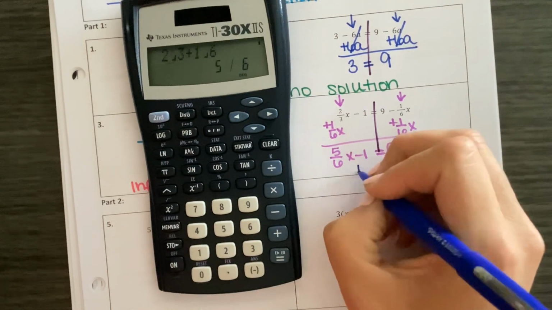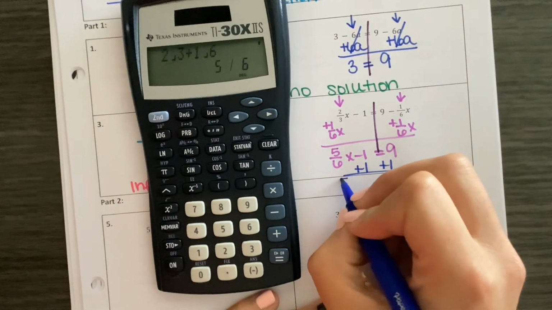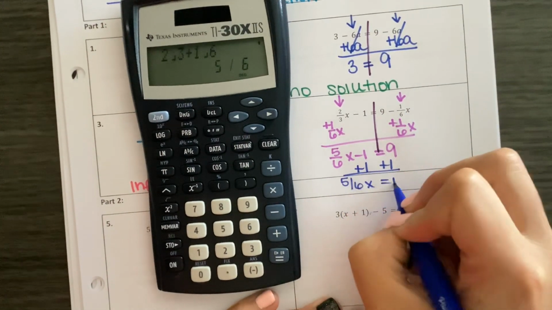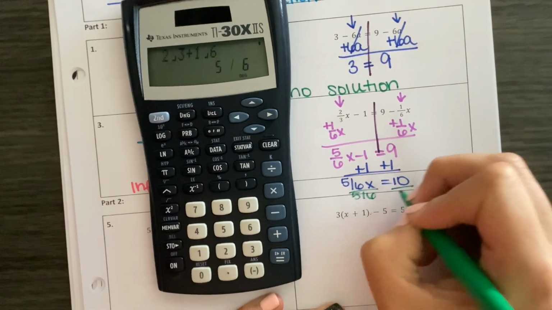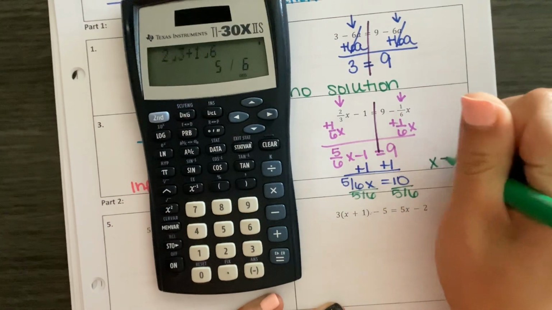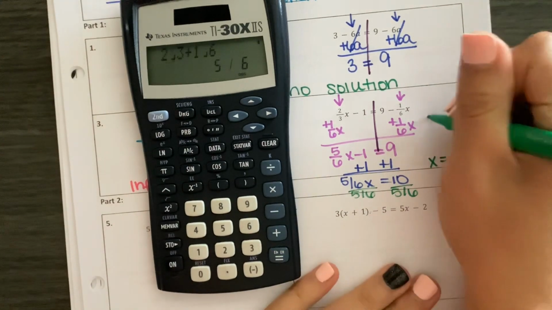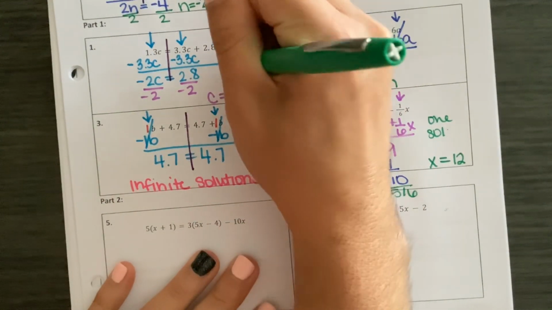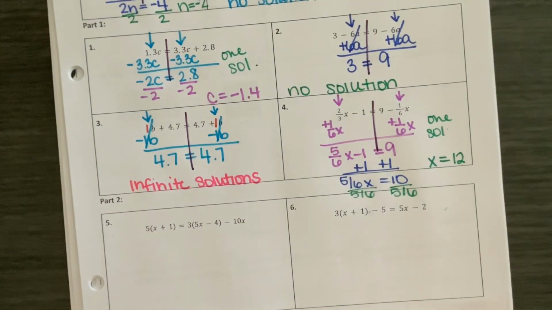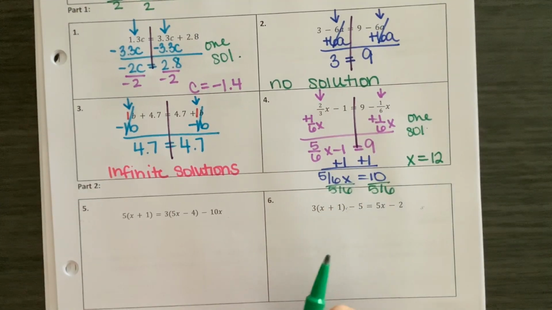Because there are x's left, I know that is a 1 solution, but I kind of keep going. So I added 1 to both sides. 5/6x equals 10. I'm going to divide by that 5/6. And x equals 12. So this is a 1 solution. And this one was 1 solution. You do not have to write down 1 solution. You have to write down your answer. So C equals a negative 1.4. That's telling me it's a 1 solution. X equals 12 is telling me it's a 1 solution.